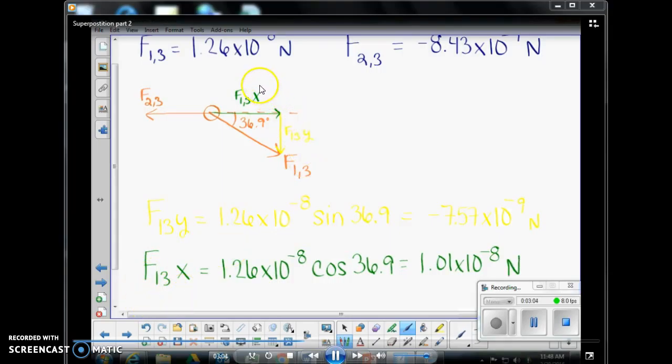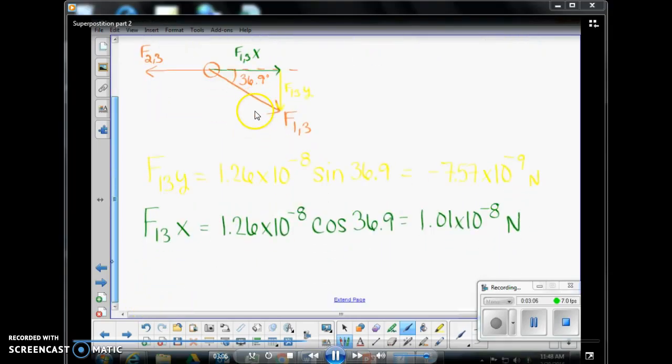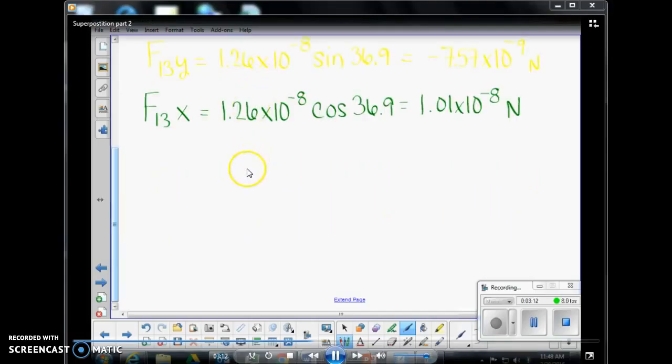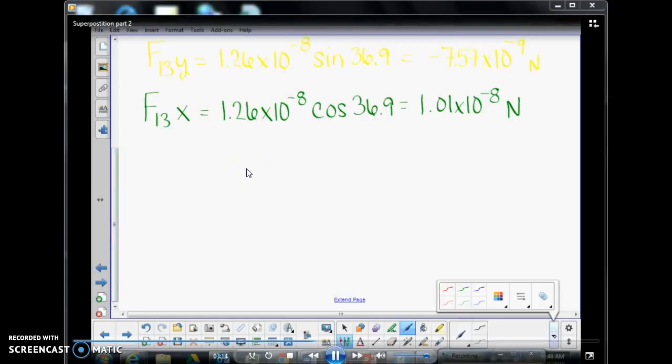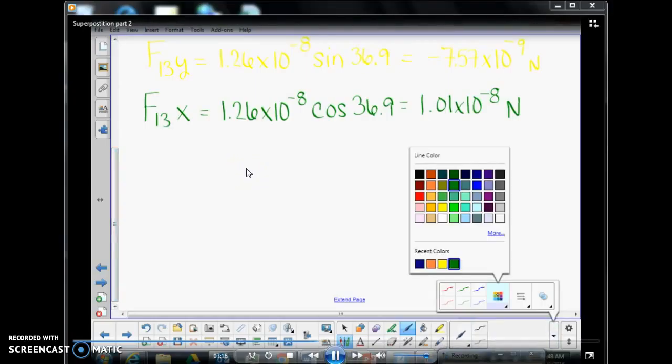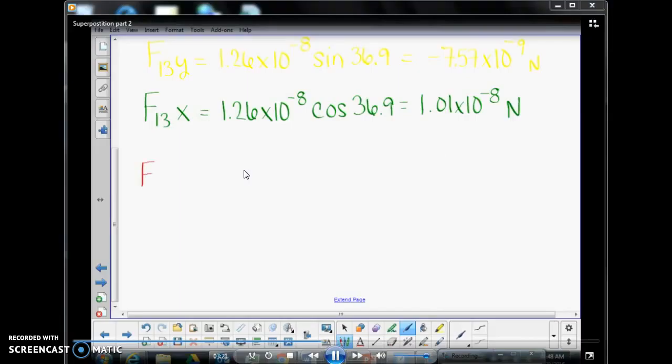Then I'm going to find F13x. X is adjacent to my angle, so I'm going to use cosine to calculate the value for the x component of this particular vector. So 1.26 times 10 to the negative 8 times the cosine of 36.9, that's going to equal 1.01 times 10 to the negative 8 newtons.